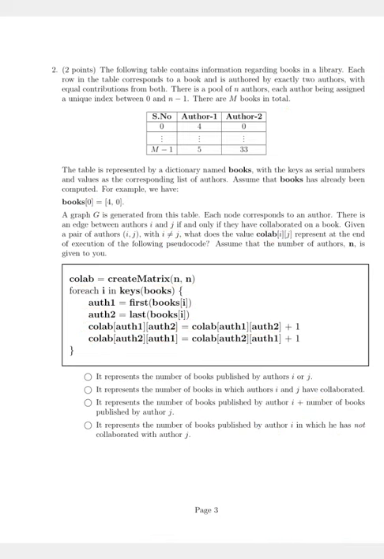So let's see if there is an option that corresponds to what we know about this answer. So we see that option number 2 states that collab I, J represents the number of books in which authors I and J have collaborated. So we know that now this is the correct answer.